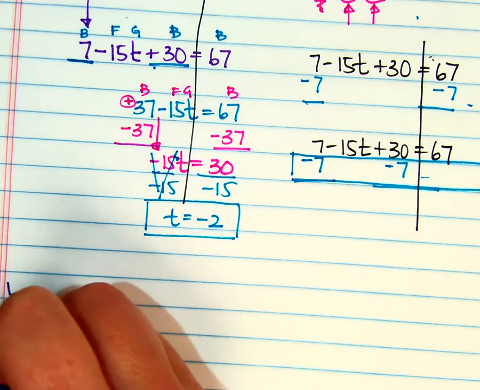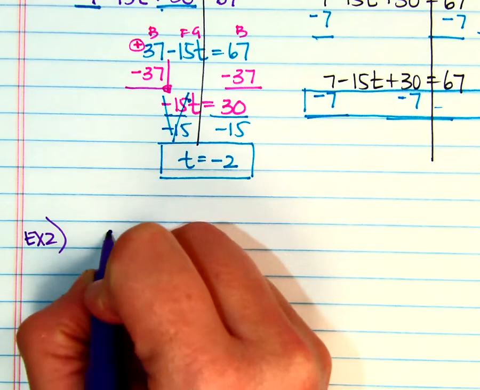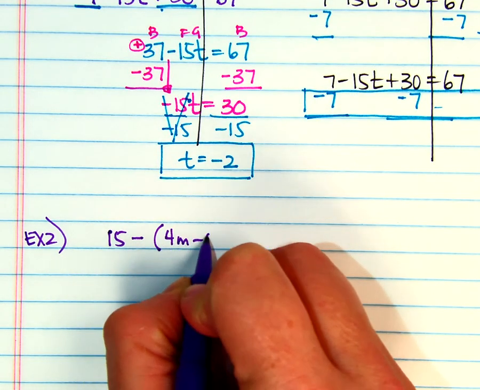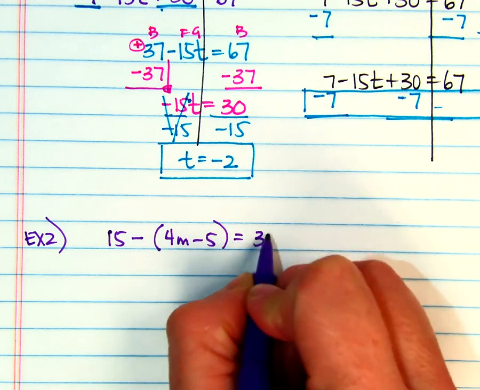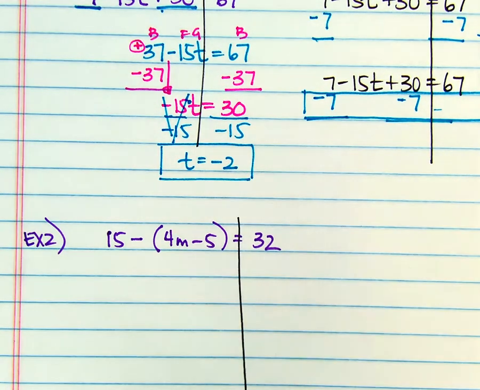Example 2. I have 15 minus parentheses 4m minus 5 equals 32. I'm going to draw my fence again.